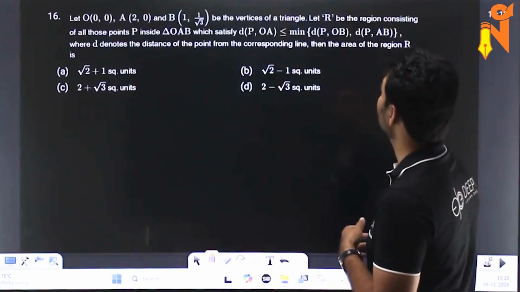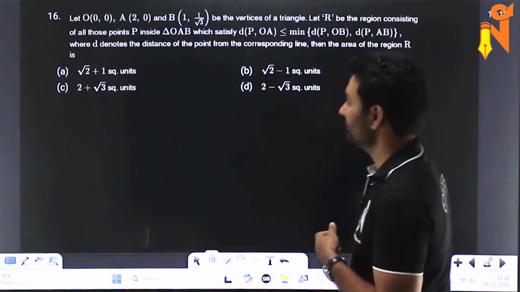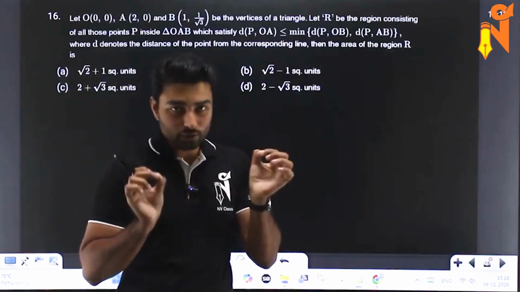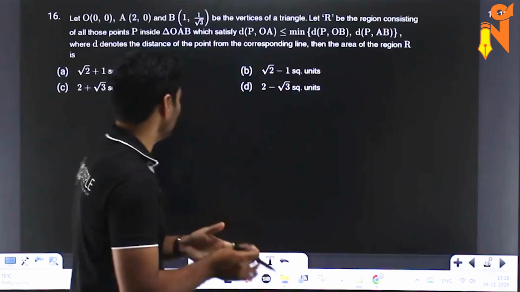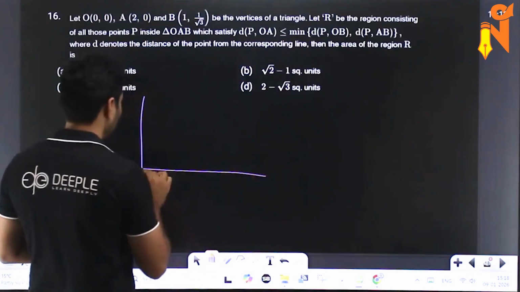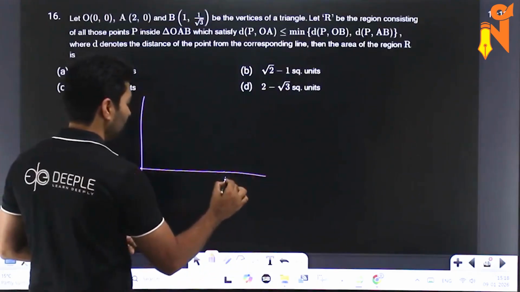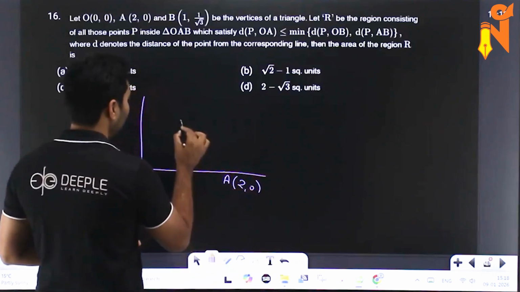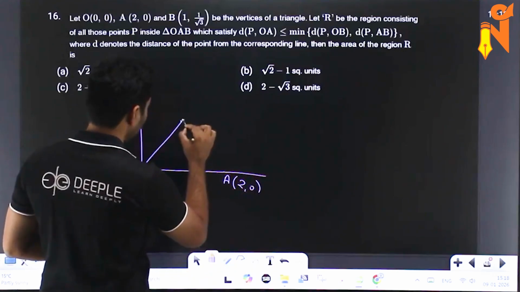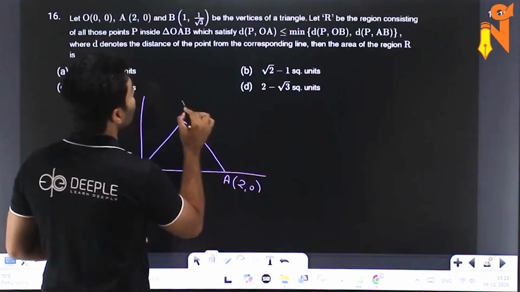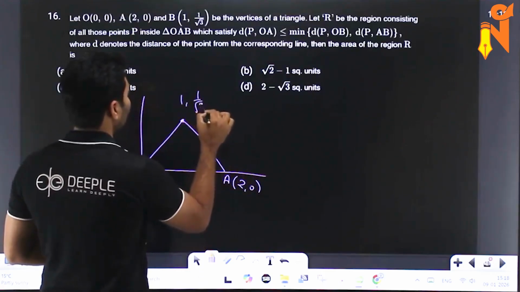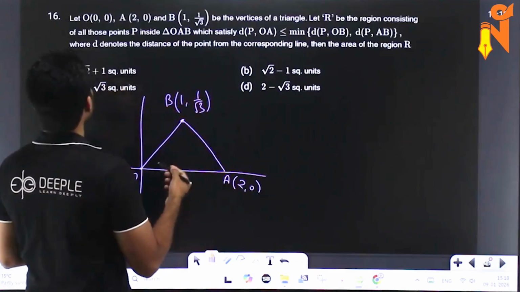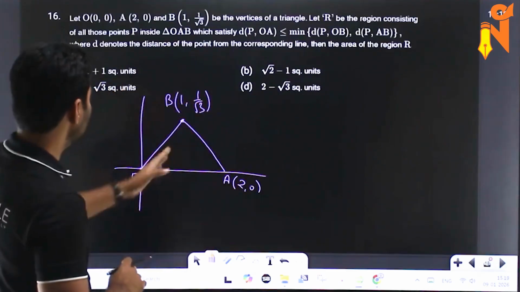Three points are there. So this question is basically about three points. This is actually an isosceles triangle, a very simple question. One point O is here, A is here, 2 0, and B is here. This is an isosceles triangle. The point is 1 1 1 3. Nice. This is B, and P is a point inside this.